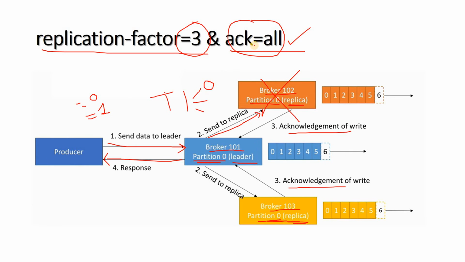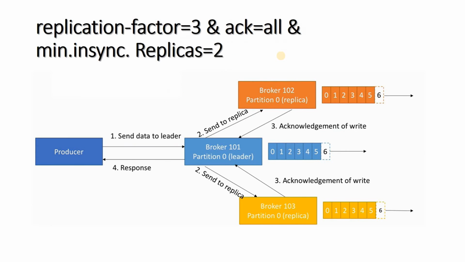So in that case, either you need to configure ACK equal to 1 just to make sure the data is written in the leader broker, or you need to decrease the replication factor, right? So whenever we are configuring these 2 properties, then another property comes into picture and plays a very important role, and that is min in sync replicas.